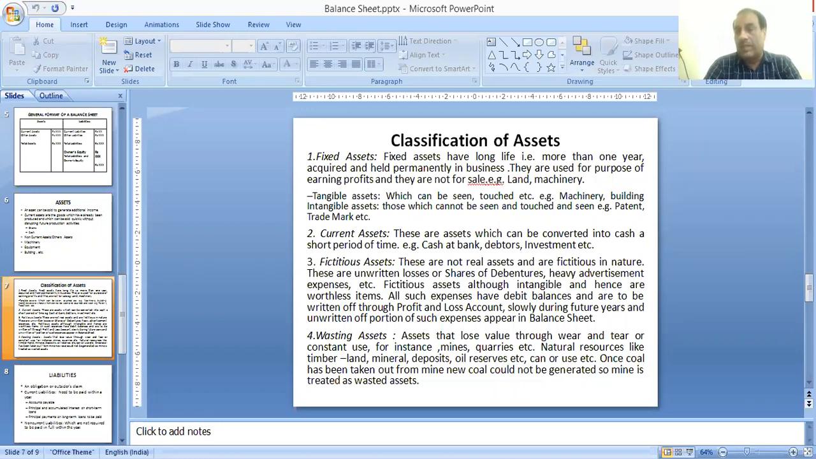So we have already discussed this. Once coal has been taken out from a mine, new coal cannot be generated. So a mine is treated as a wasting asset. So we have different kinds of assets.